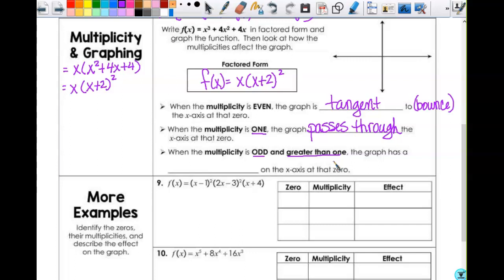Remember, we bounced when it was even. What do we do when it's odd? We wiggle. And what's the real word for wiggle? Do you know? Point of inflection. Very good. So this is a point of inflection, which we did call a wiggle when we're graphing.